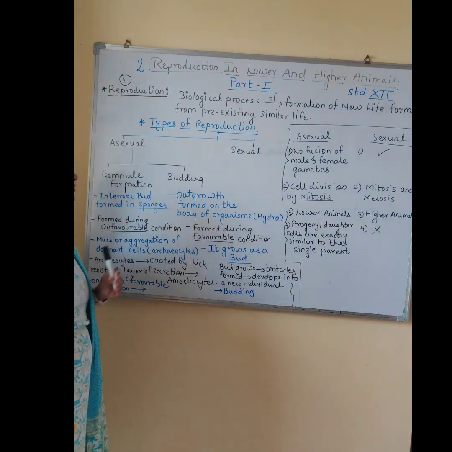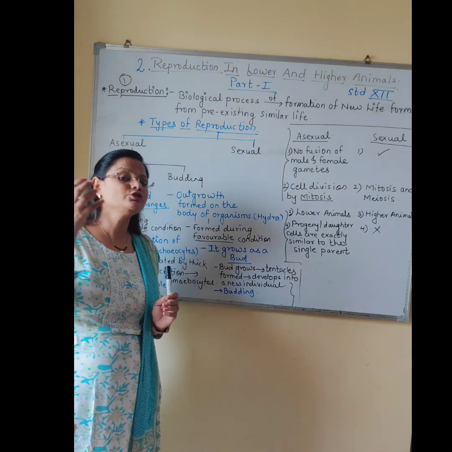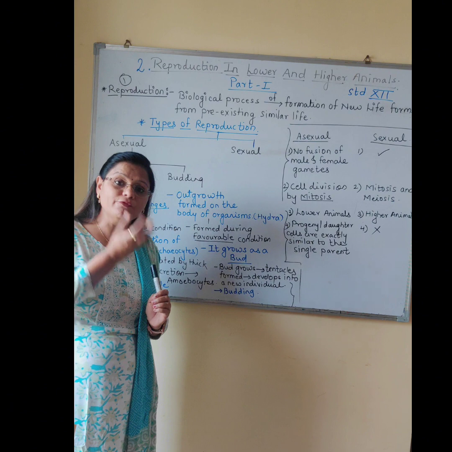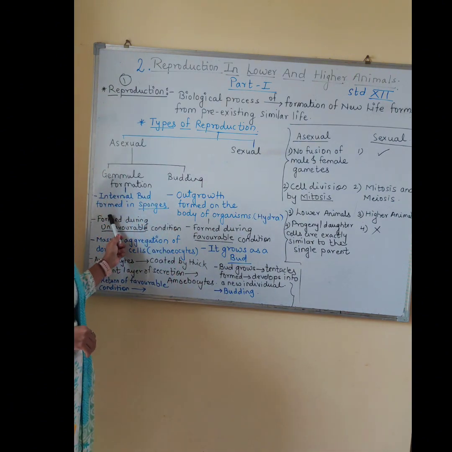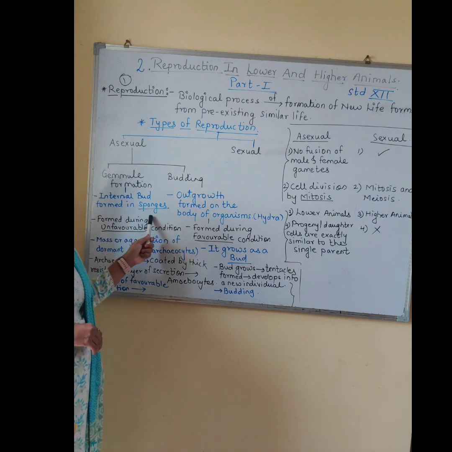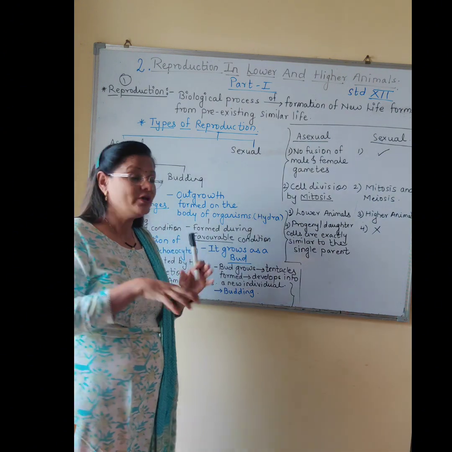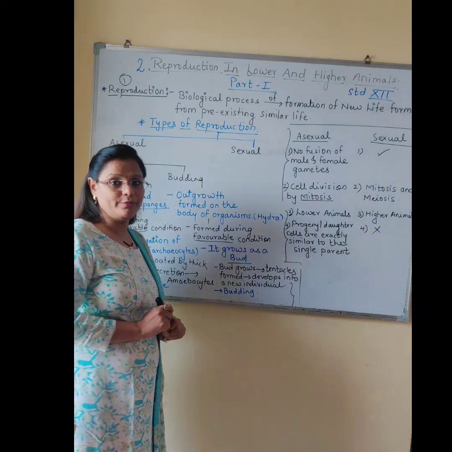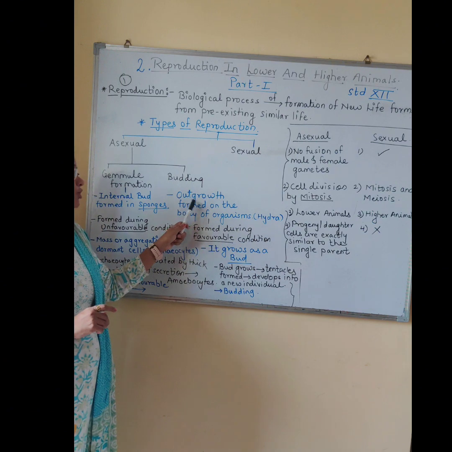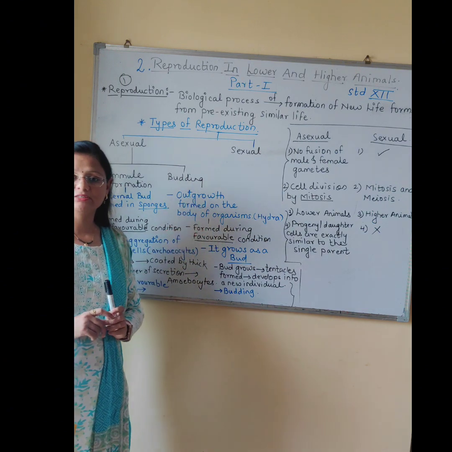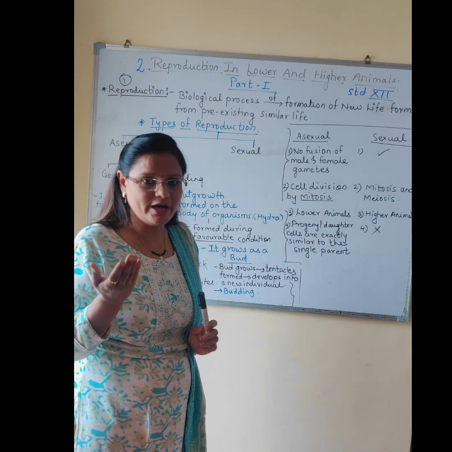First comes gemmule formation. In gemmule formation, as I said just now, some bud or some growth happens inside the body. So your internal bud is formed, and the example is sponges. So in sponges, the internal bud is formed, which is also called a gemmule formation. While if you go to the hydra, an outgrowth forms on the body of the organism.